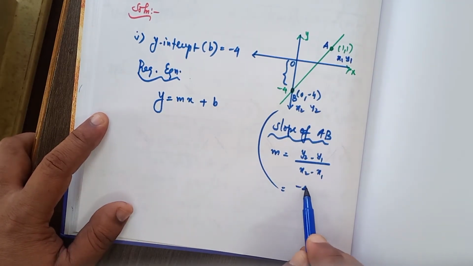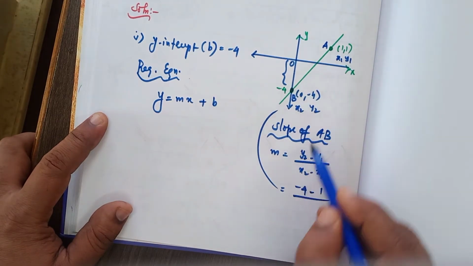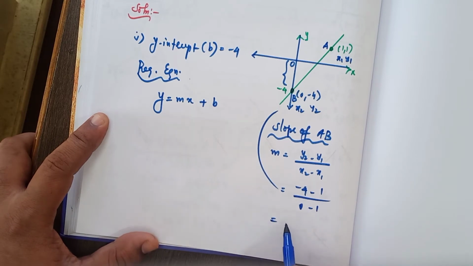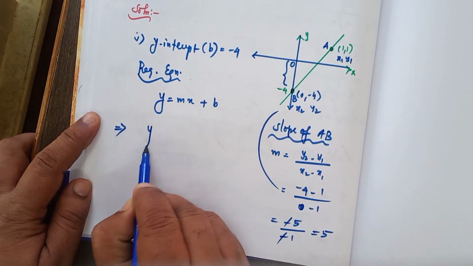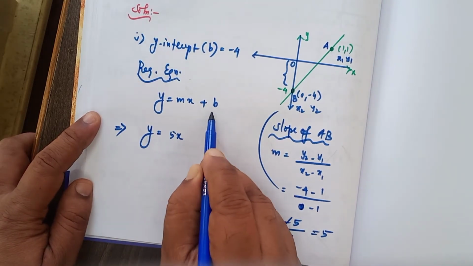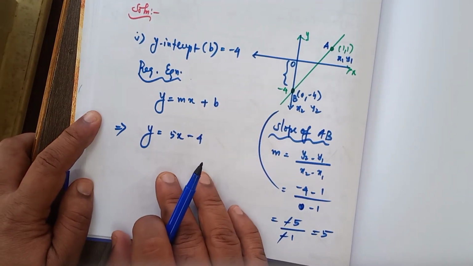y2, that is minus 4, minus y1, that is 1, divided by x2 minus x1, 0 minus 1. That is equal to minus 4 minus 1, which is minus 5, divided by 0 minus 1, which is minus 1. That is equal to 5, since minus minus gets cancelled. That is the value of m. So, y equals m value 5x, b value is minus 4. That is the required equation.